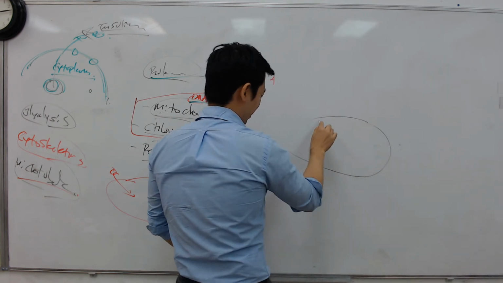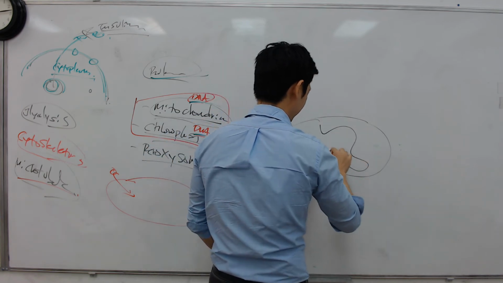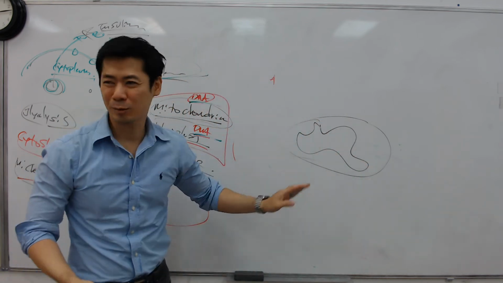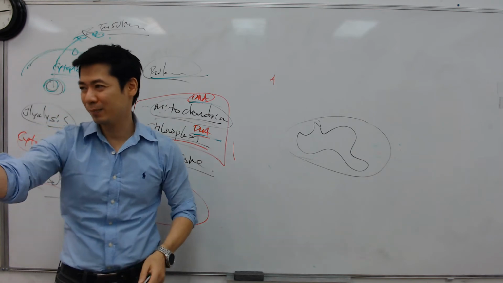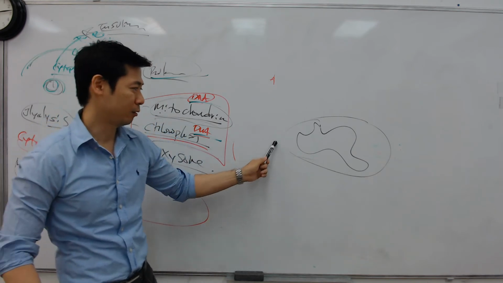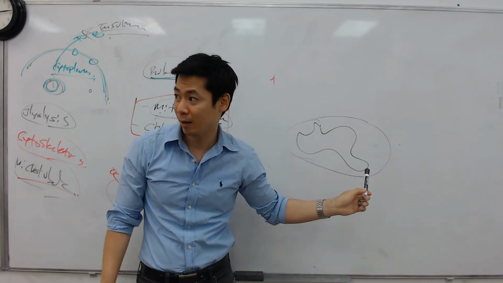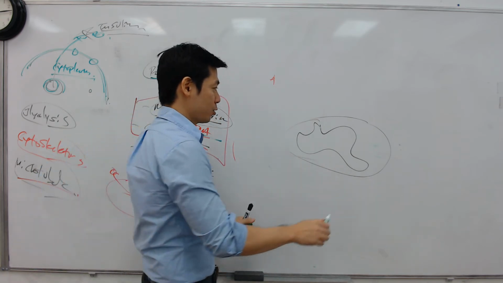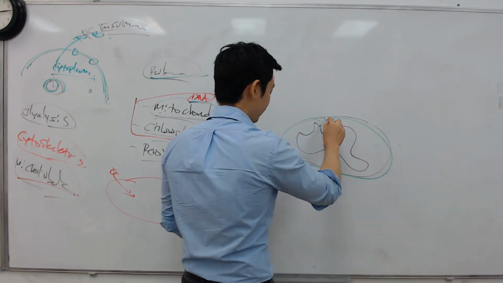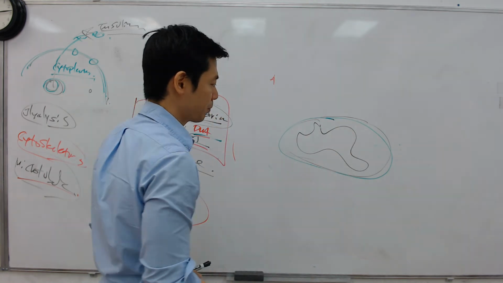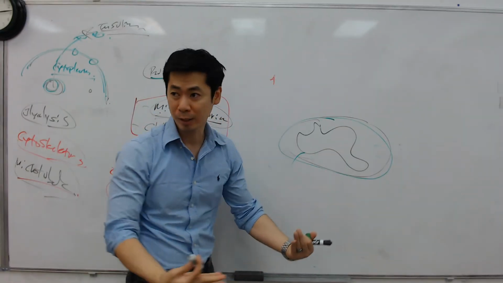My drawing's not the best, by the way. When you see people draw mitochondria, what do they draw, guys? Outer membrane, inner membrane. They draw the two, okay? So this is like the cell membrane, this is the mitochondrial membrane, and the inner membrane is called the cristae membrane.